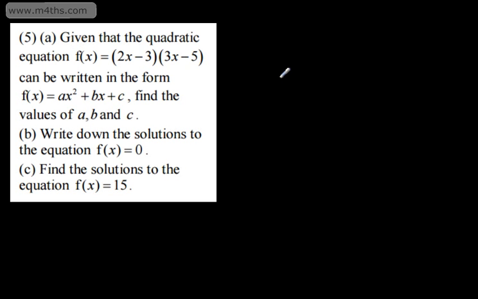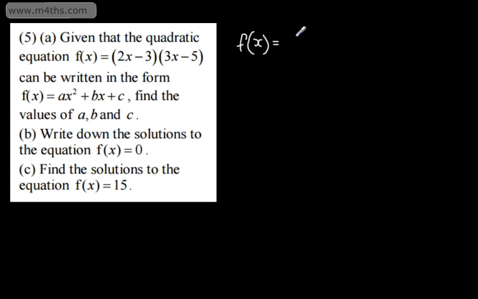In question 5, it says in part A, given that the quadratic equation f of x is equal to 2x minus 3 multiplied by 3x minus 5 can be written in the form ax squared plus bx plus c, find the values of a, b and c. Okay, so all this is asking us to do is expand it out and just rewrite it. So let's do that. F of x, this is just a function of x. You might see y is equal to, or you might have some number. This is just a function.